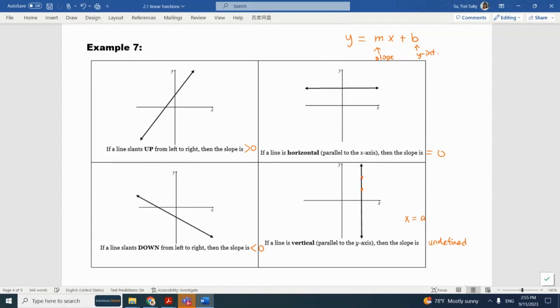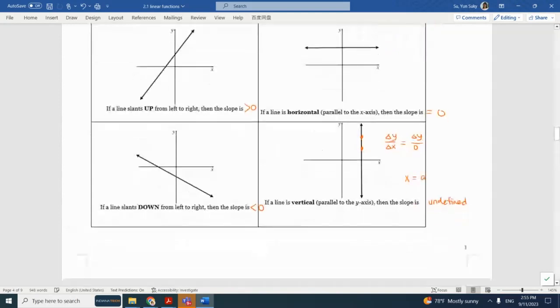Or if you pick two points here, your slope will be change of y over change of x. Do you see those two points? They have the same x values. So the denominator is 0. Can you have denominator 0? No. That's why it's undefined. Okay, good.